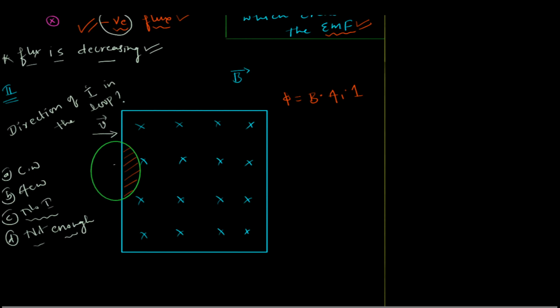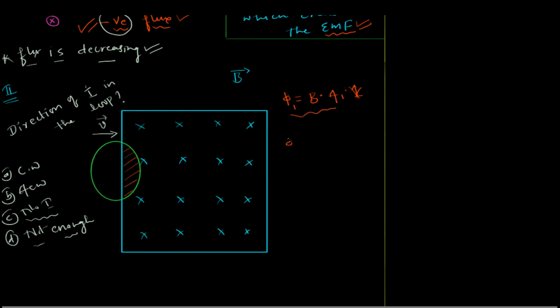Area is lying on the plane, so the area vector is perpendicular to the plane. The magnetic field is also perpendicular to the plane, so the angle between the area vector and the field vector is 0, therefore cos theta is 1, so I don't really have to worry about this one. But the flux right now, let's call it flux phi1, at this very instance is B into A1.